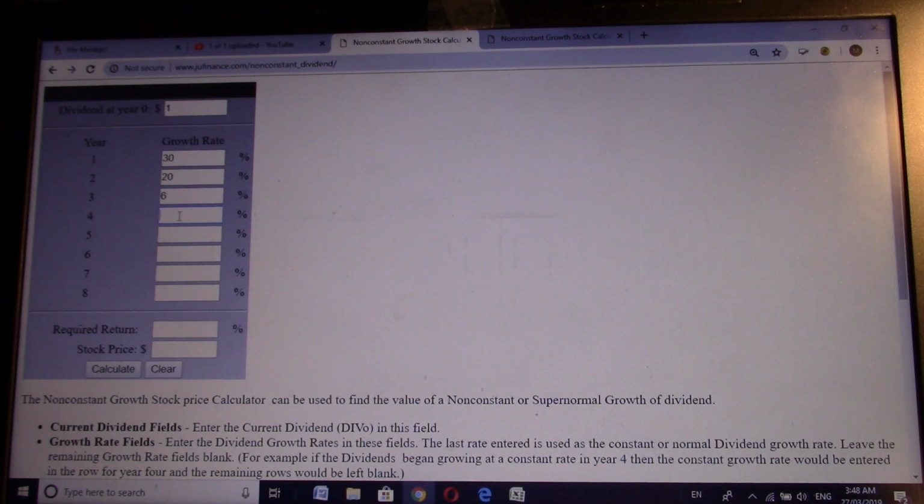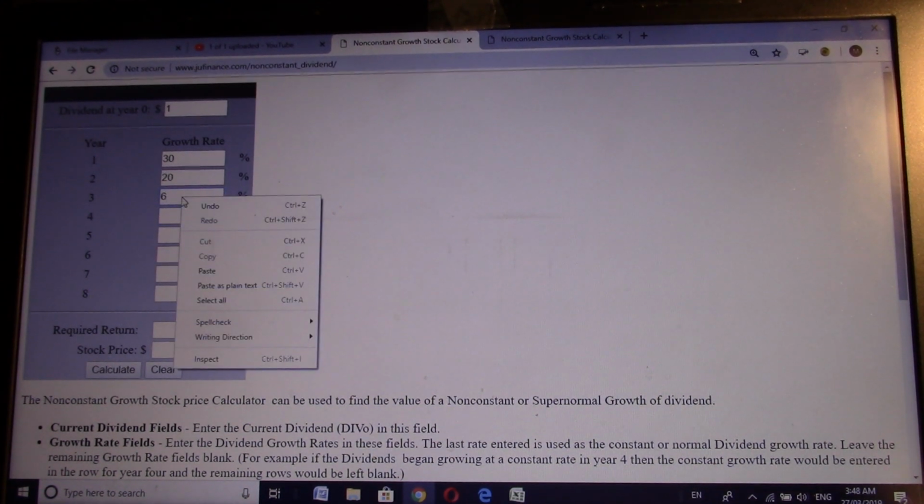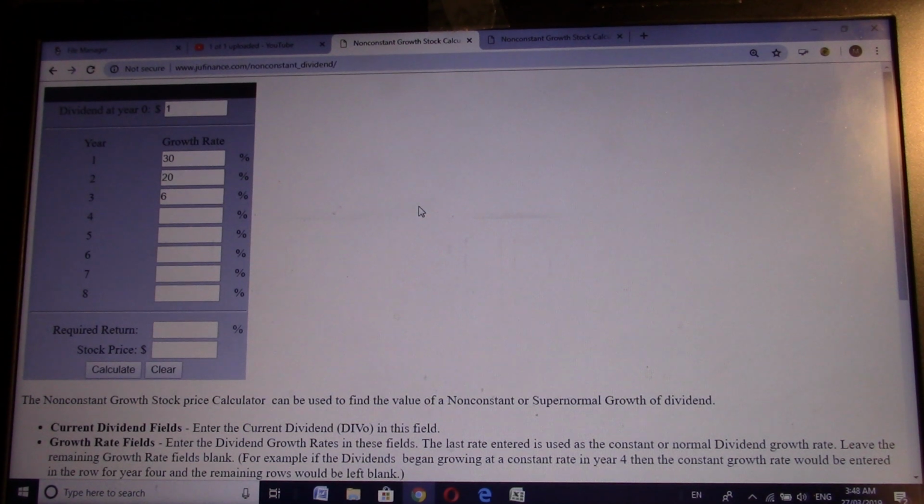So we don't need the information for dividend from year 3 anymore, because after year 3, the dividend is going to grow 6% every year. So we can use the dividend growth model in this case.